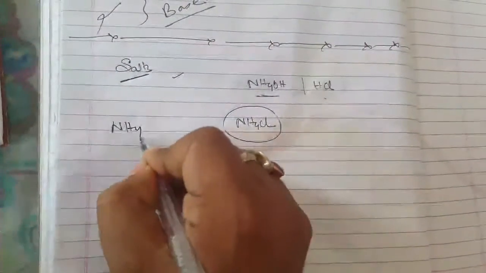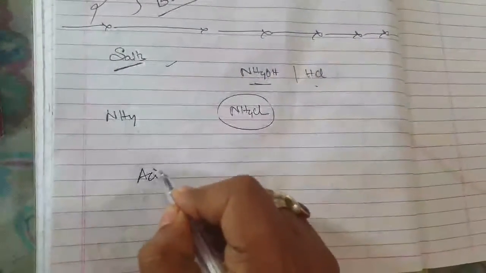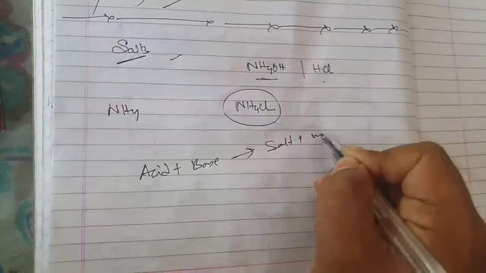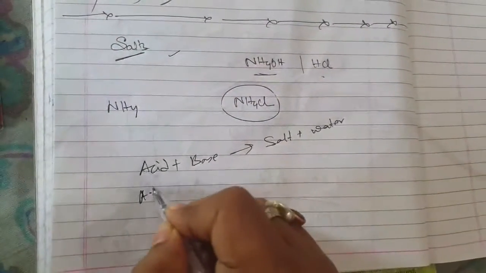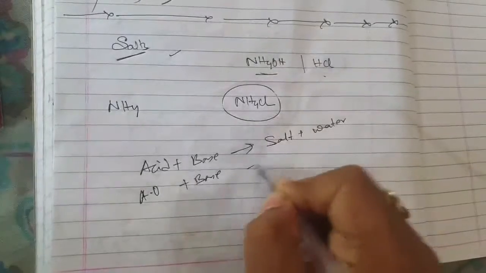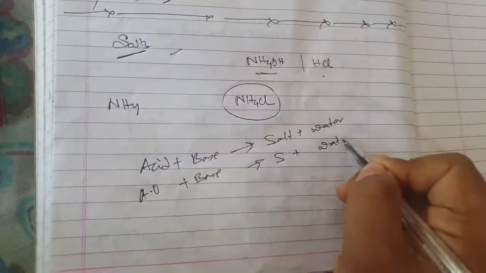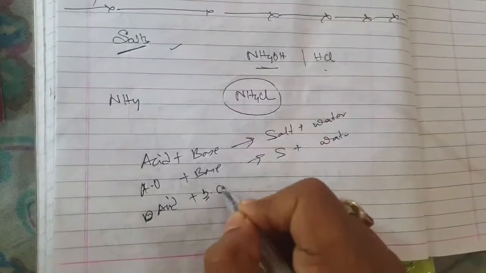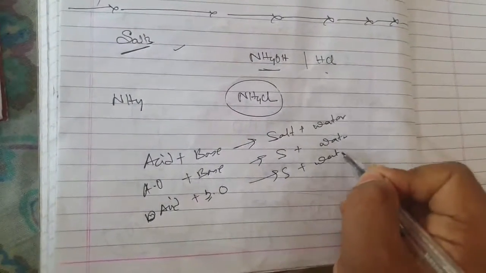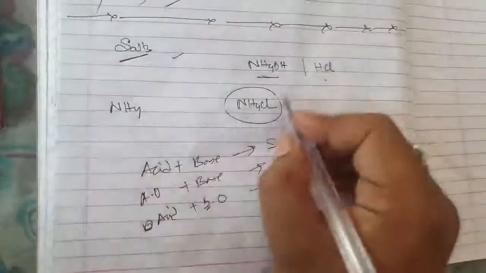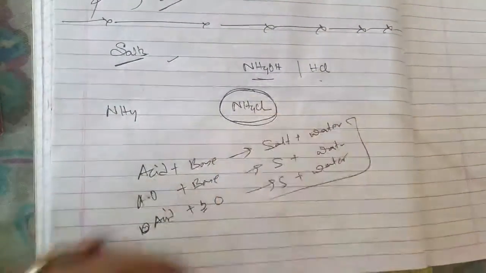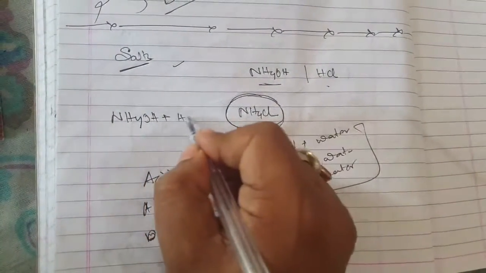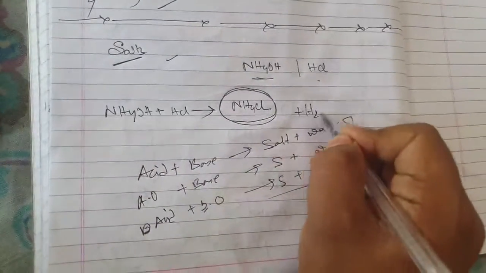Salt is always formed by a neutralization reaction. Acid plus base gives salt plus water, or you can say acidic oxide plus base gives salt plus water, or you can say acid plus basic oxide gives salt plus water. These things you know from the previous videos. But however, suppose NH4Cl is there, it must have formed from NH4OH plus HCl giving NH4Cl plus H2O.